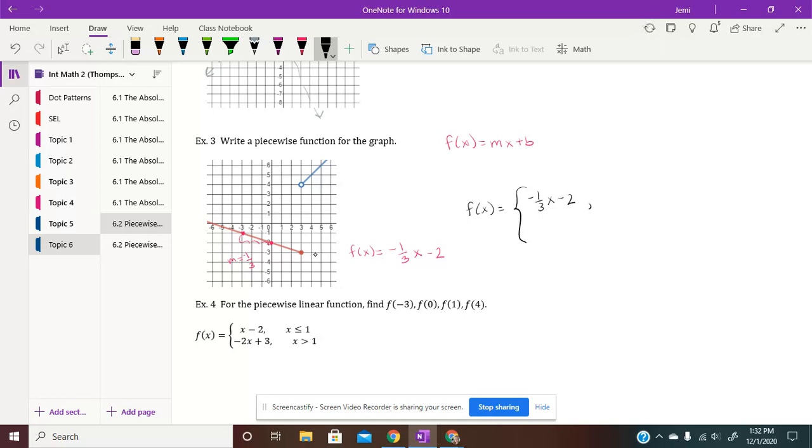So I have -1/3 x minus 2. And when does that happen for x? So I could use a comma or I could use x. So x is greater than or equal to some number. So where does this graph stop? At 3. I look for the x value, so it stops at 3. And it's less than 3. It's all the numbers less than 3. And then is this going to be less than or less or equal to? Because it's solid, it's going to be less than or equal to. Okay.